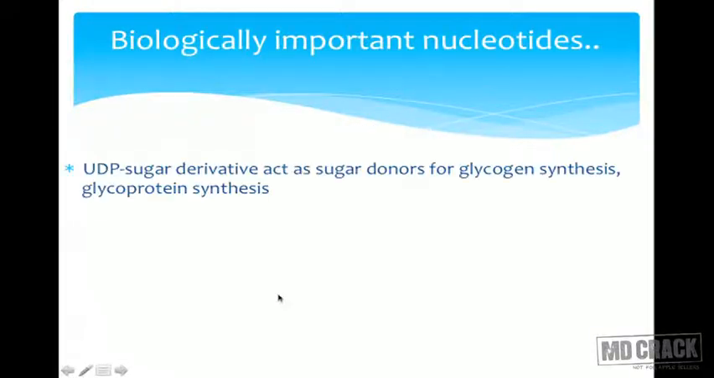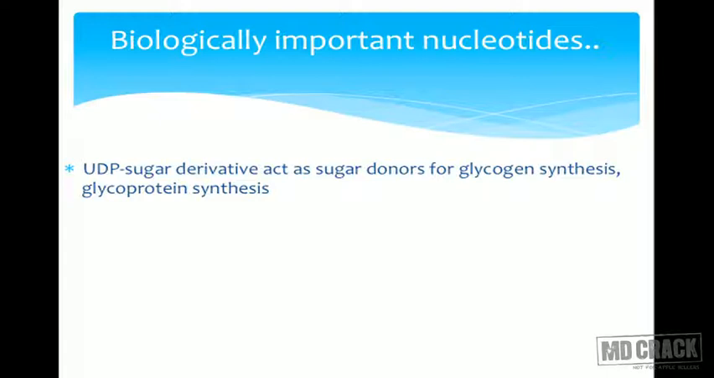We go further. What about UDP? Have you heard of UDP? Yes, UDP sugar, UDP glucose. Where is it? It is involved in glycogen synthesis. UDP with galactose, UDP mannose. Where are they all involved? In glycoprotein synthesis. So again, we require to energize a sugar.